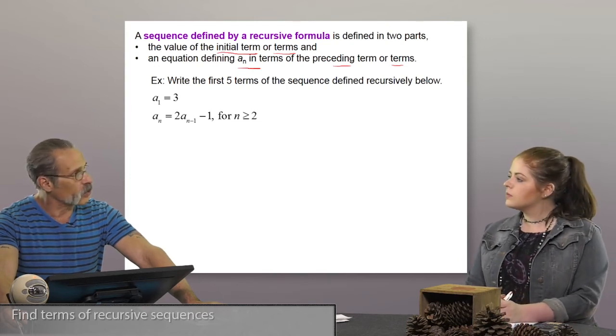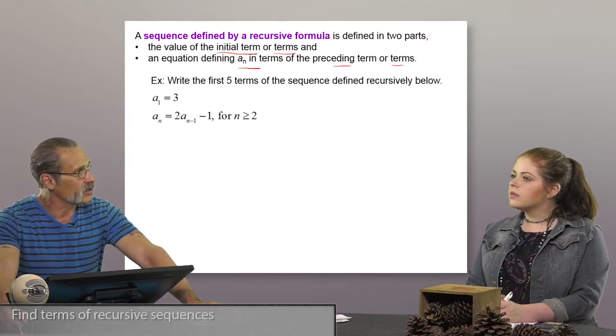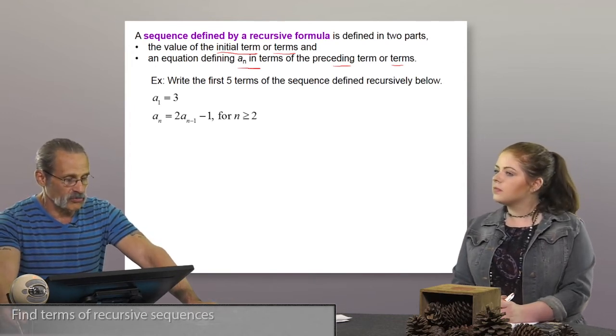So I have to give you a starting point. I could give you 1 or more, but I give you a starting point. Here the starting point is what? Go ahead and look up there. A1 is? 3. All right, so I know my first term is 3.